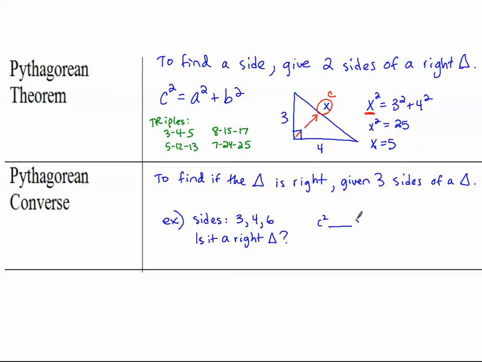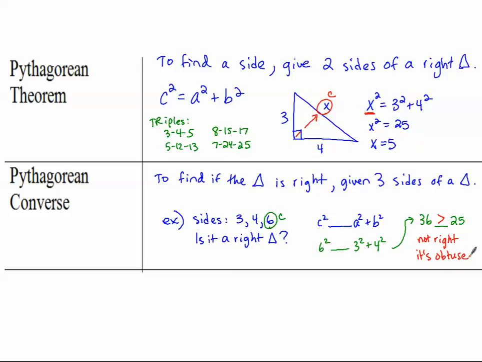C squared blank, a squared plus b squared. We don't know yet if it's equal, so we plug in. C is the biggest number. 6 squared blank 3 squared plus 4 squared. We get 36, and on the other side, 25. 36 is not equal to 25, it's greater. So it's not a right triangle, it's obtuse.